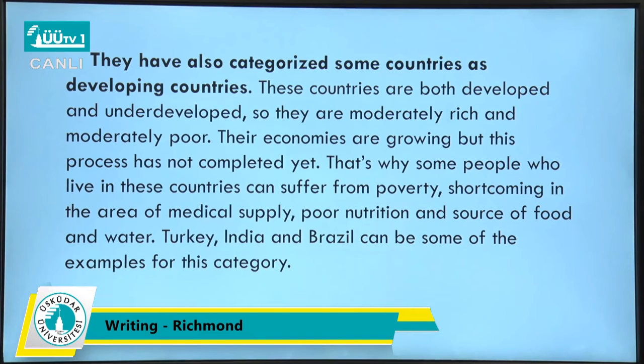They have also categorized some countries as developing countries. These countries are both developed and underdeveloped. So they are moderately rich and moderately poor. Their economies are growing, but this process has not completed yet. That's why some people who live in these countries can suffer from poverty, shortcoming in the area of medical supply, poor nutrition and source of food and water. Turkey, India, and Brazil can be some of the examples for this category.